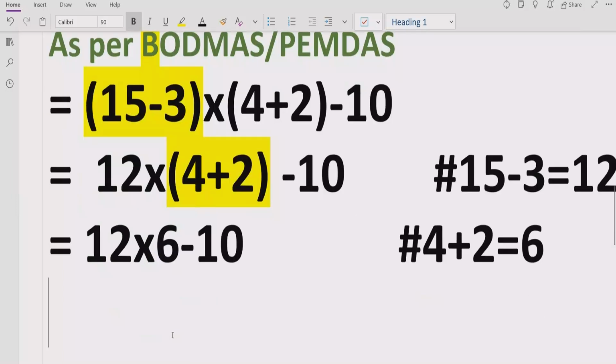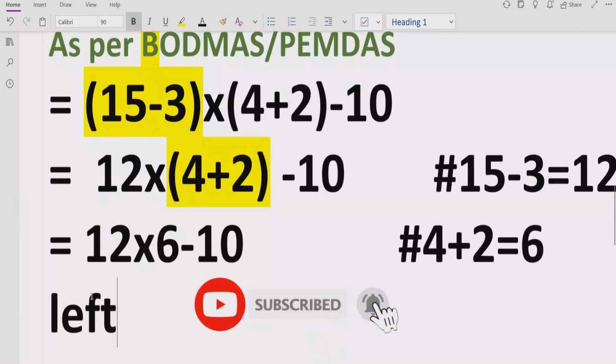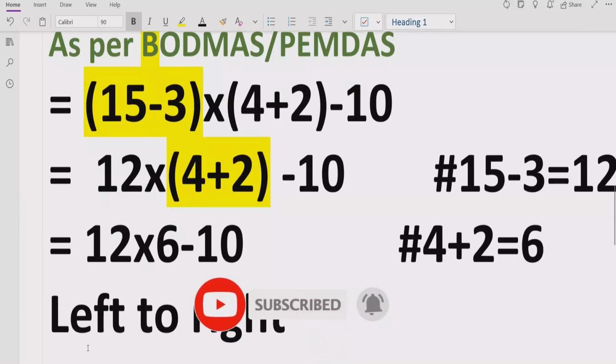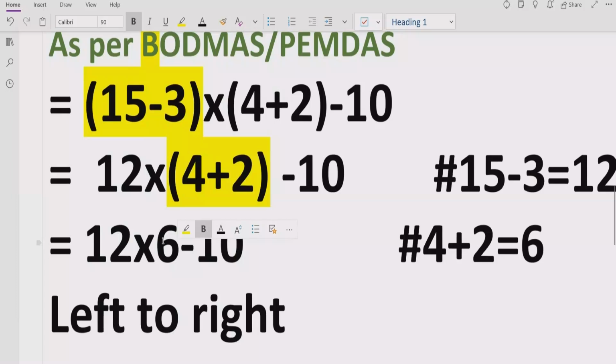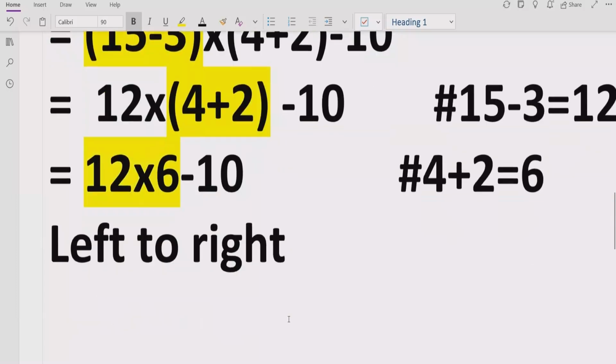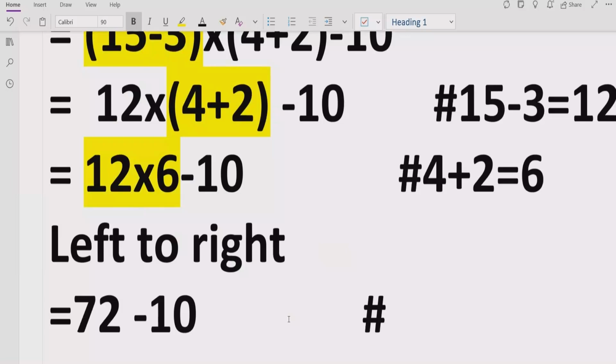Now move forward to solve the given expression. We will go left to right to solve multiplication and division. First we have this multiplication. When we multiply 12 by 6, we get 72. And we will write the other things as they are. Here we write 12 multiplied by 6 equals 72.